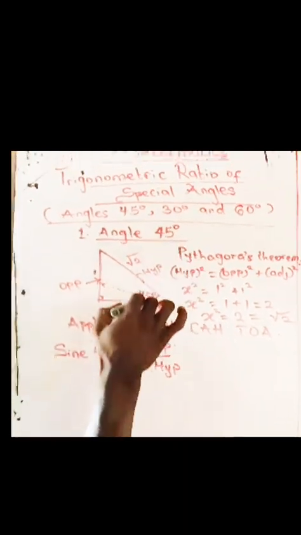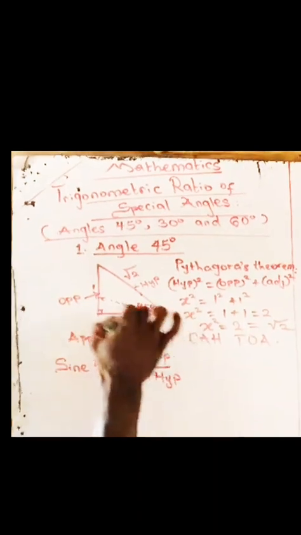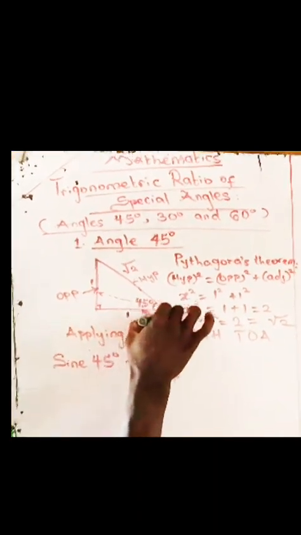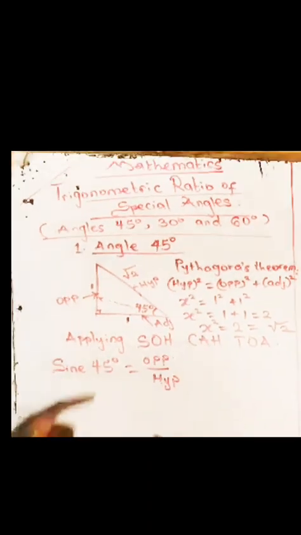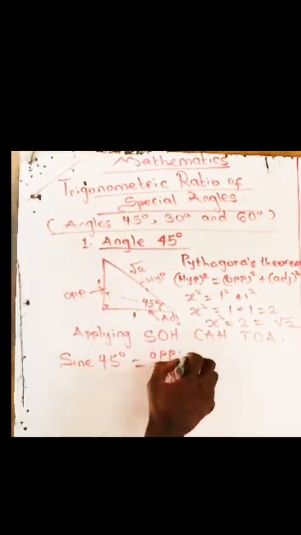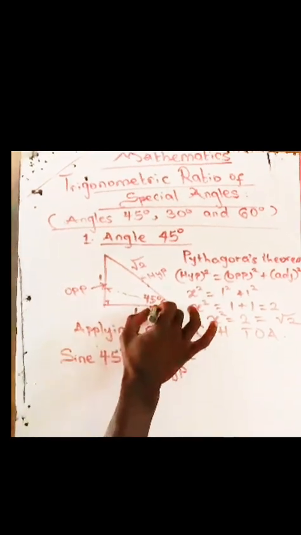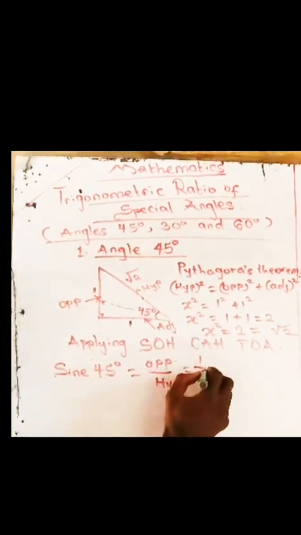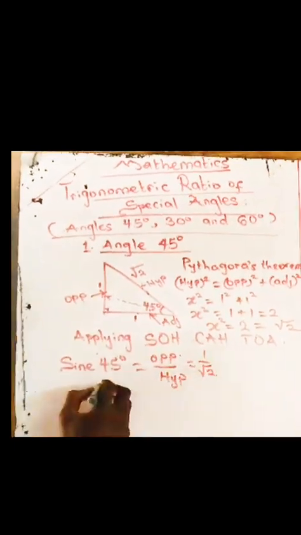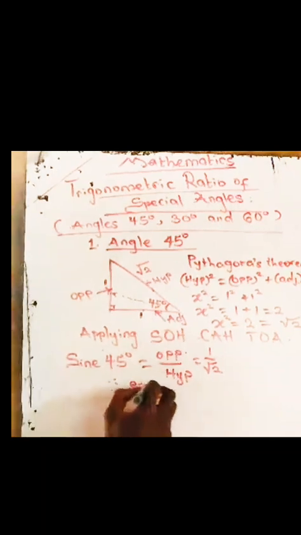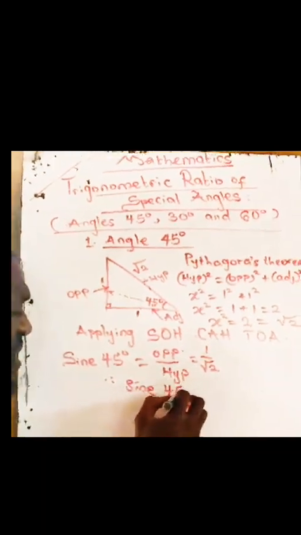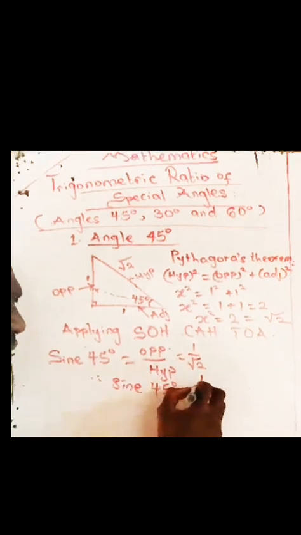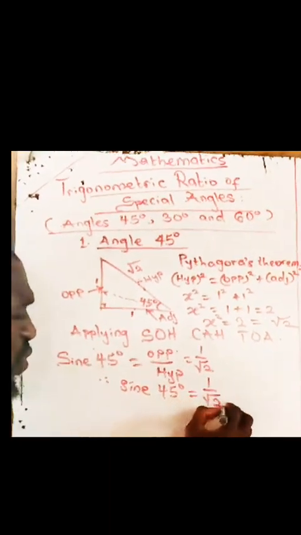And when you have three sides and you have gotten 2 out of them, the third side is the adjacent. Now, what's our opposite here? Opposite is 1. Our hypotenuse is root 2. Therefore, sine 45 degree is equals to 1 over root 2.